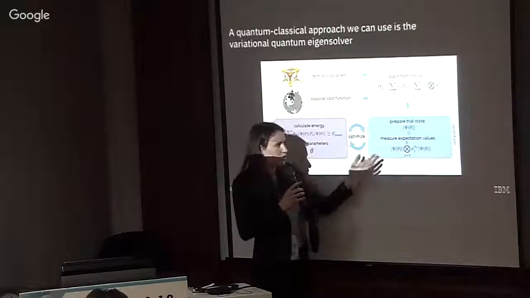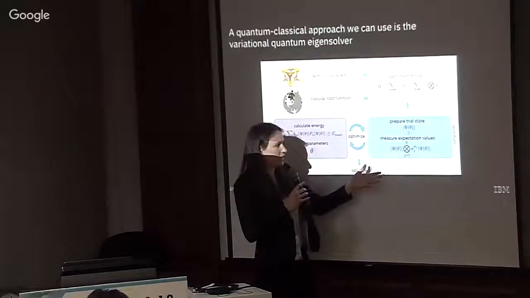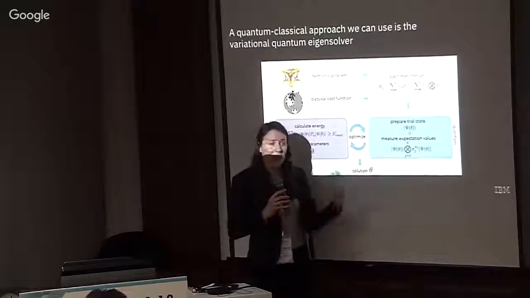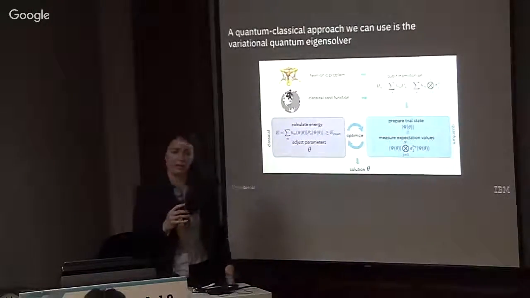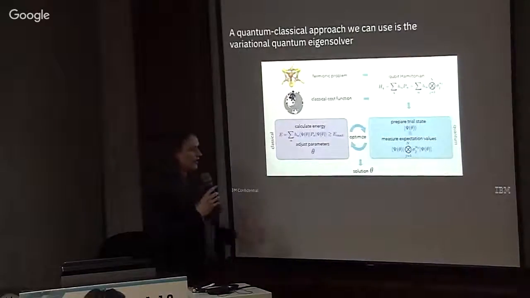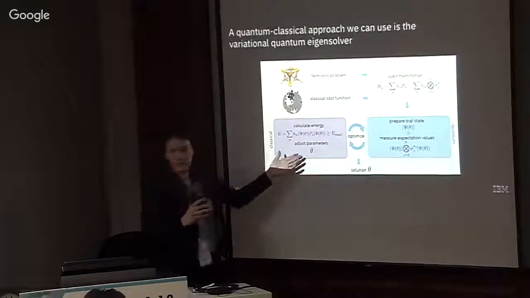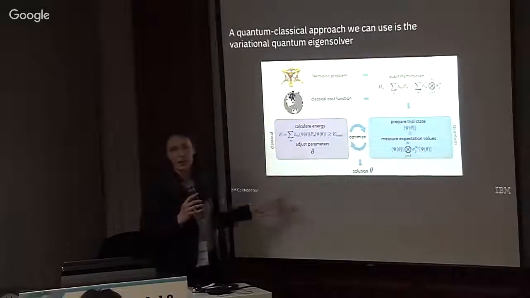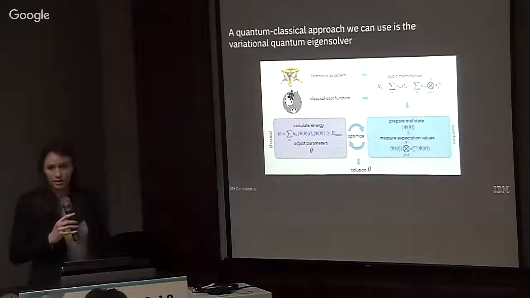Once you prepare this trial state on the quantum computer, you can make measurements at the end in certain bases, add up all of the contributions, and that will give you an estimate of the energy. Then, based off of that estimate of the energy, you use a classical optimizer to adjust the parameters. And you repeat this many times until some stopping condition is reached.